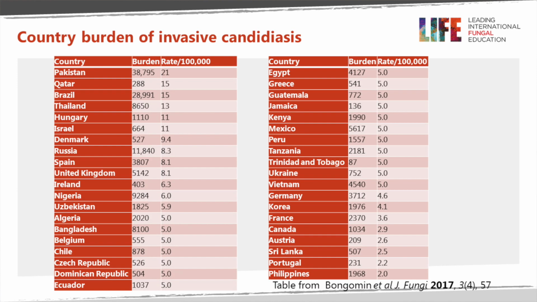And the rates per 100,000 vary a lot. So there are quite a lot of countries where we do have reasonably good estimates of the frequency, from 5.9 in Uzbekistan up to 21 per 100,000 in Pakistan. When we have an estimate of 5, that's because we don't have good local data, and that's just using a generic international number. So that takes you down to here. And then you've got some countries with rates a little bit lower than that, Germany and France and Canada and the Philippines and so on.